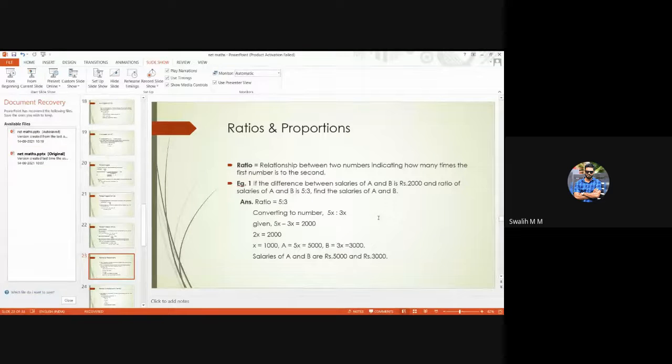So here the difference between the two numbers is given. So 5x minus 3x is 2000. So we get 2x is 2000, and x would be 1000. The salaries are A and B. A is 5x and B is 3x. 5x is 5000, 3x is 3000. So the salaries of A and B are 5000 and 3000.